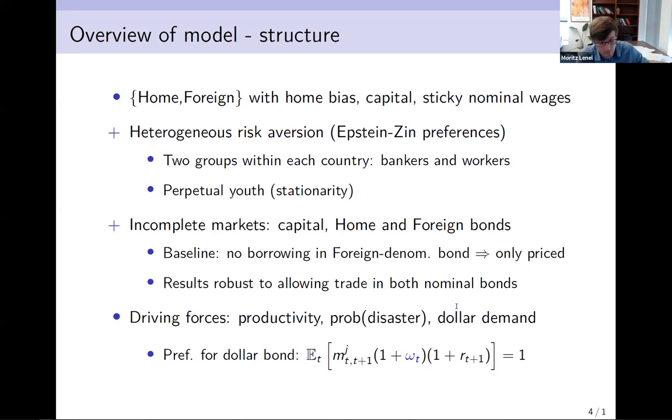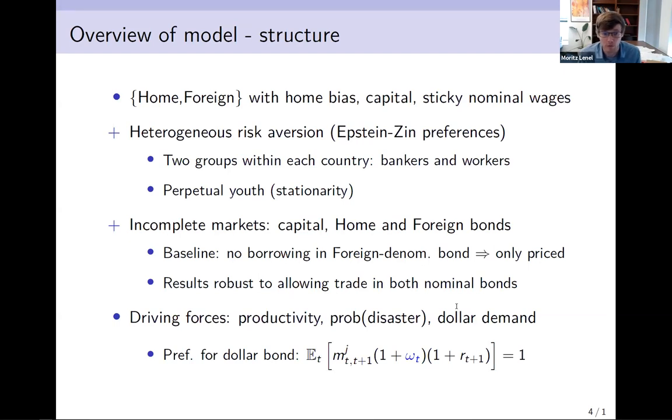So first, the incomplete market feature is key for this. So there is a demand for these dollar bonds. This dollar bond cannot be replicated through a set of foreign securities that gives us the same payoffs as that dollar bond. This dollar bond is also not purely safe. It is actually risky in a hedging way. So in that sense, these incomplete market features are key.